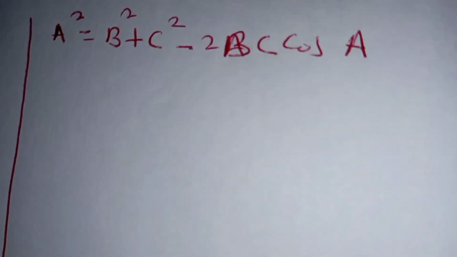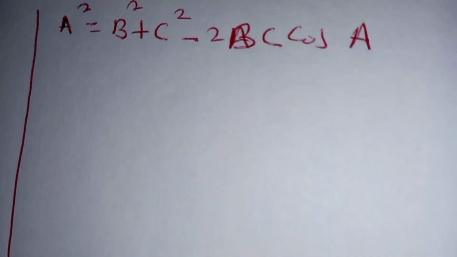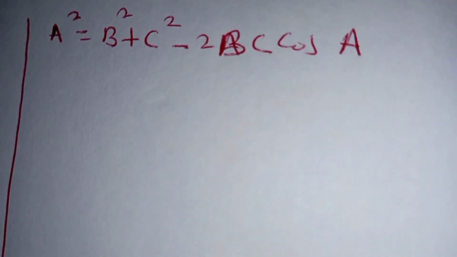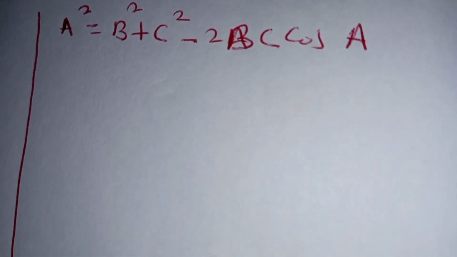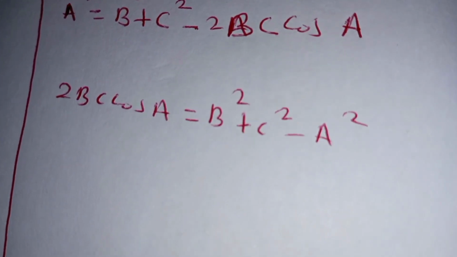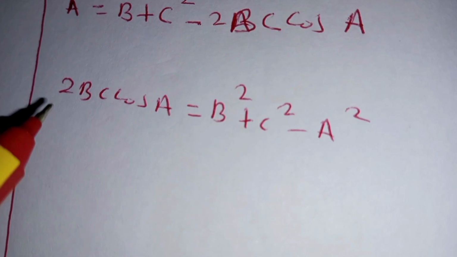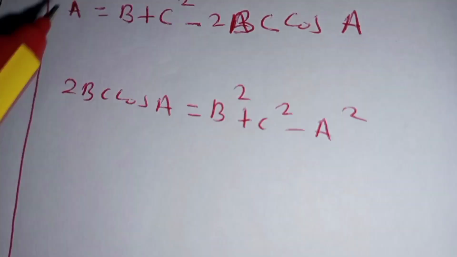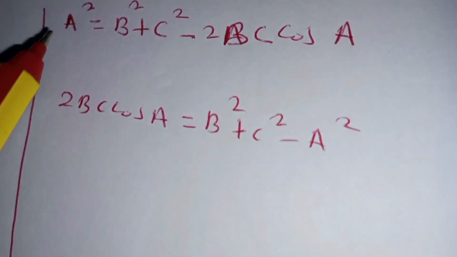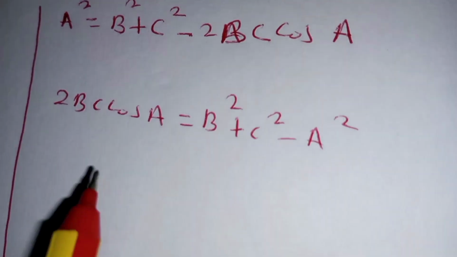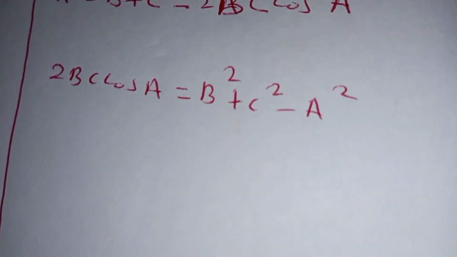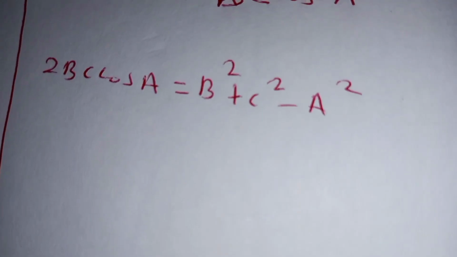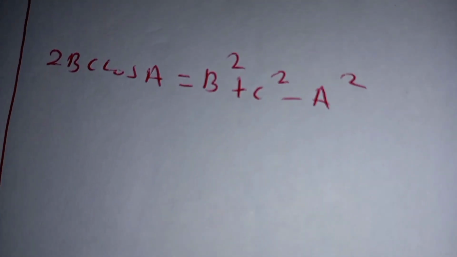First of all, we are going to make negative 2bc cos of a the subject, and then we subtract a squared on both sides as follows. So making 2bc cos of a positive by taking it to the other side and taking a squared on the other side, we will have this result here. Then we divide by 2bc both sides.